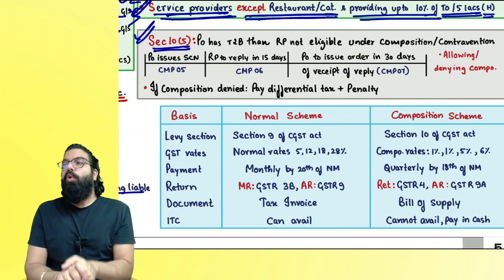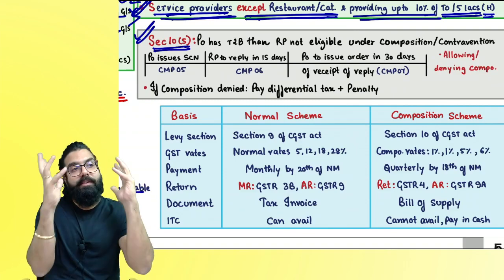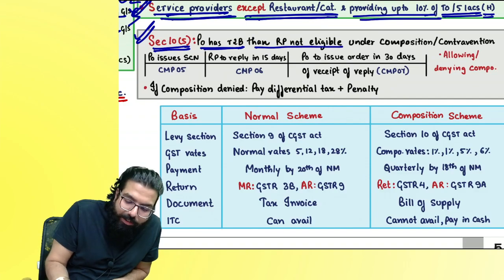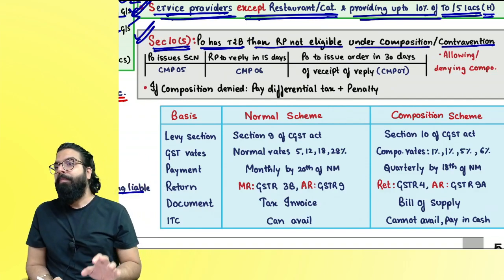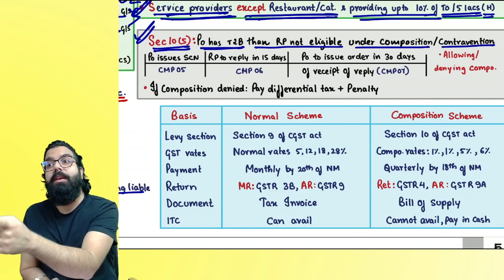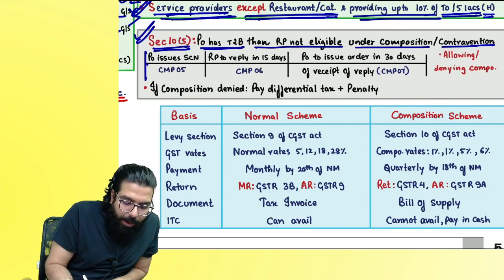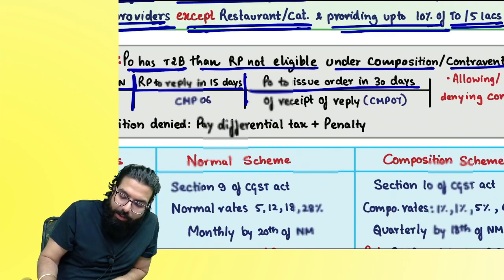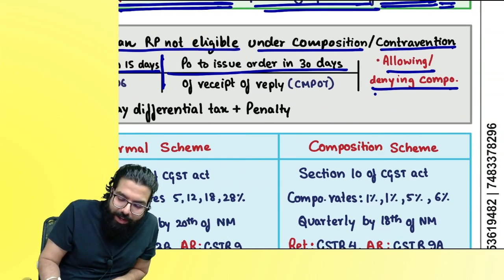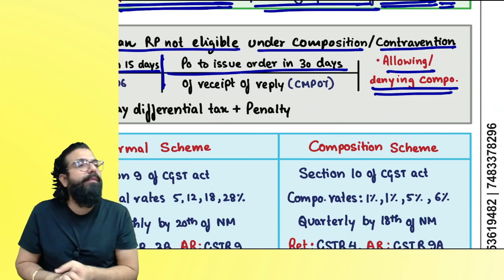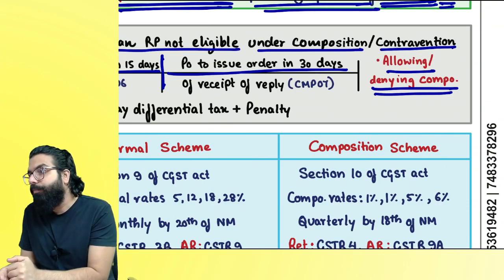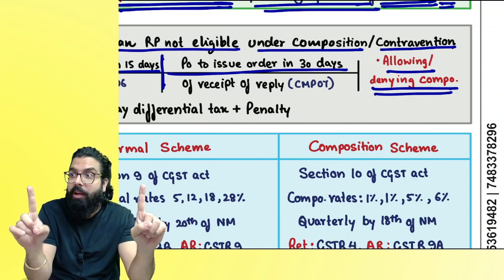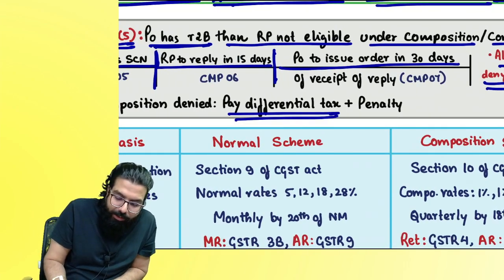Now, everyone, one small point over here is section number 10.5. If you are a person who is not eligible for taking the composition scheme, but still you are going ahead and taking the composition scheme, and the proper officer has reason to believe that you are not eligible under composition or you have done contravention, but still you are continuing with the composition scheme, then first of all, the proper officer will give you a show cause notice. You will have to reply to him. If he likes your reply, then he will allow. If he doesn't like it, he will reject composition scheme. Always remember, if the officer goes ahead and rejects composition scheme for you, you paid only 1% tax. You should have paid 18% might be tax on your goods or service. Differential tax has to be paid along with penalty.